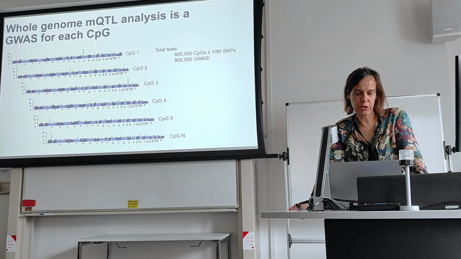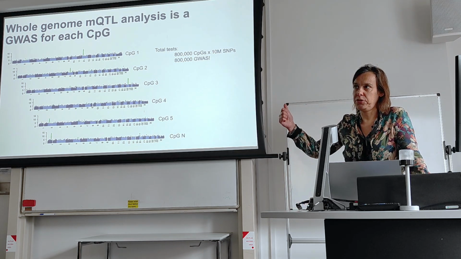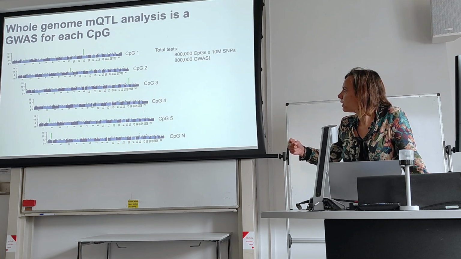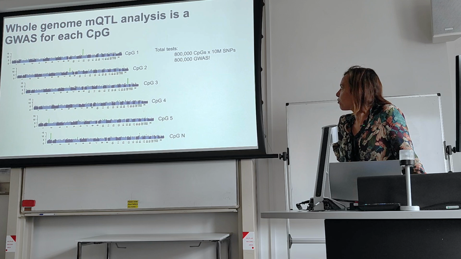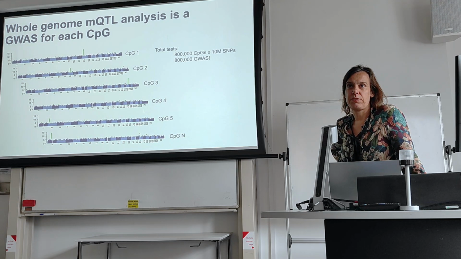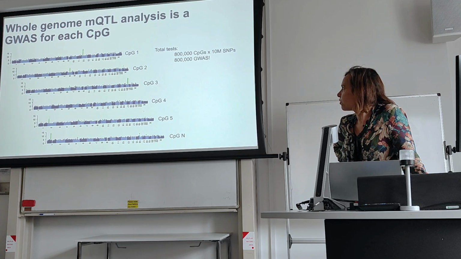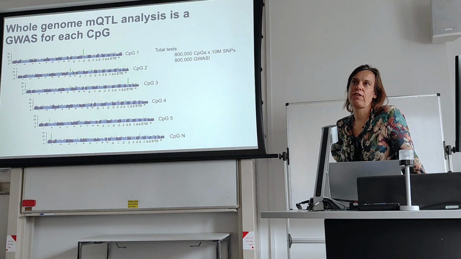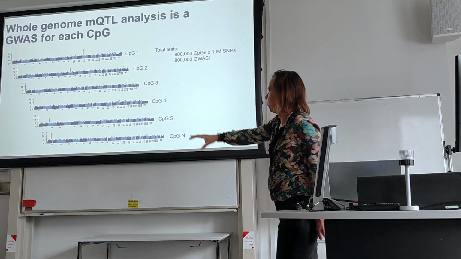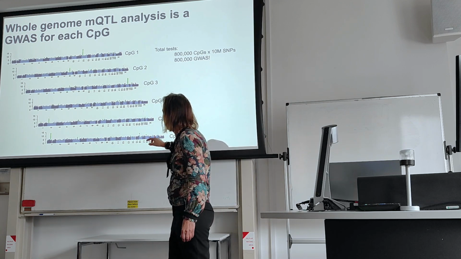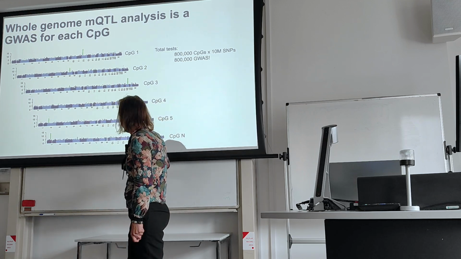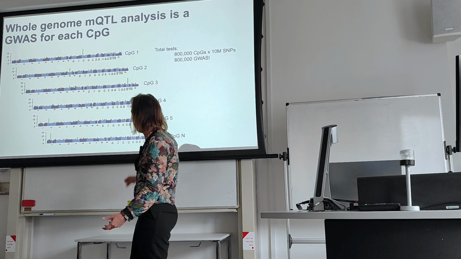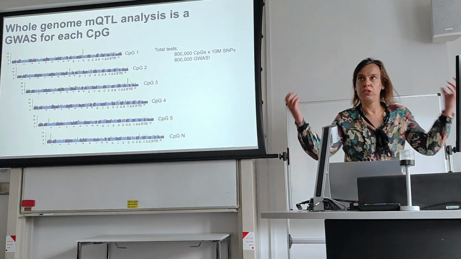However, that one was just for 1 CpG and 1 SNP. Whole genome mQTL analysis is basically running a genome-wide study for each CpG. So you run 800,000 CpGs times 10 million SNPs, so 800,000 GWAS. It's a massive number of linear regression models, so it's really very computational. And each of those GWASs, for each CpG, can identify a few hits. So you have an mQTL, for example, here, and also maybe here or here. This is a huge undertaking.